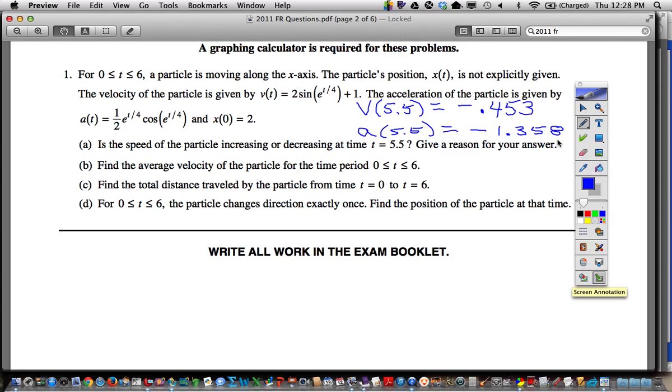Now, they're the same sign. So that would be your reason. So I think that's probably about 3 points right there. One for each of those and then your reason. So if you just wrote down the velocity and acceleration are both negative, so therefore the speed is increasing, I don't know. Maybe the graders would give you that.